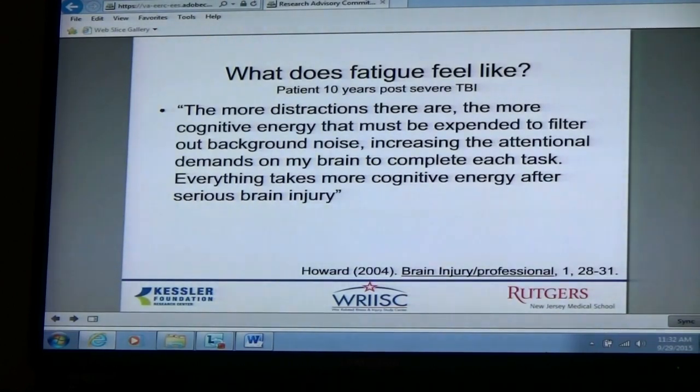So what does fatigue feel like? This is from a guy who actually had TBI, not Gulf War illness, but it makes a point that I wanted to make. He said, the more distractions there are, the more cognitive energy that must be expended to filter out background noise, increasing the attentional demands of my brain to complete each task. Everything takes more cognitive energy after a serious brain injury, and cognitive energy is what I wanted to focus on here, because that'll be important as we go along. Because we're talking about cognitive fatigue, so I'll come back to that.